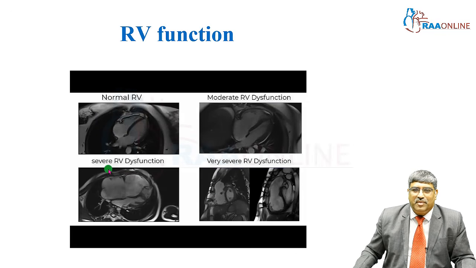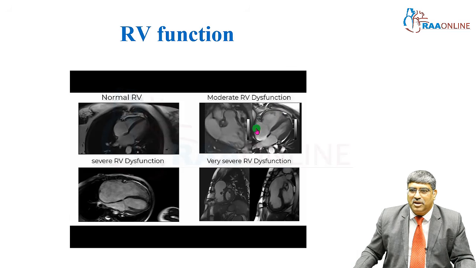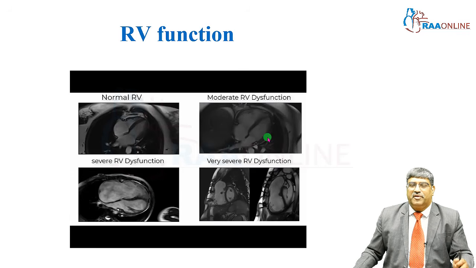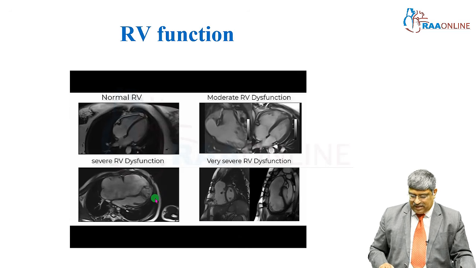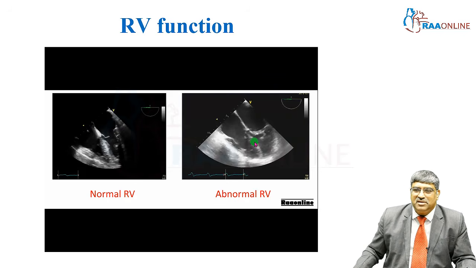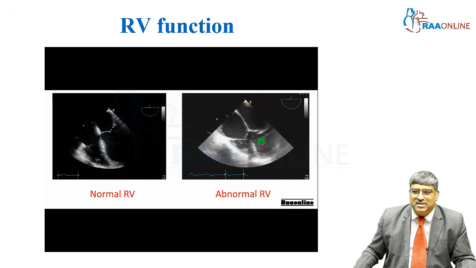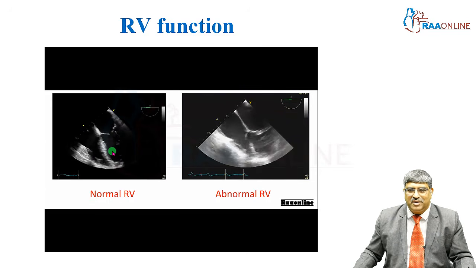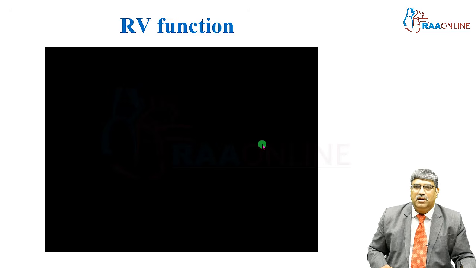Here you can see the MRI where the right ventricle is smaller than the left ventricle, which means the right ventricle is normal. Here you can see the right ventricle size is almost more than the left ventricle. Then you can see severe dysfunction with severe TR. Another important thing is you can see the septal movement. The septum moving towards the left ventricle is abnormal. The septum normally moves towards the right ventricle. When the septum moves towards the left ventricle, it is abnormal.